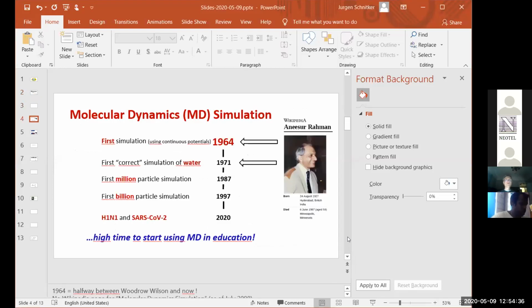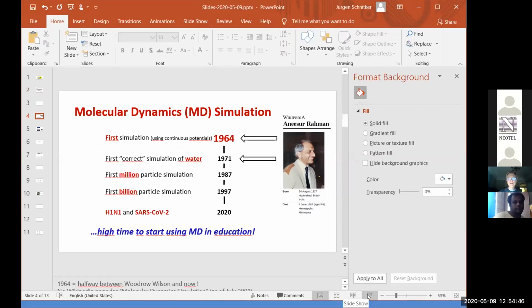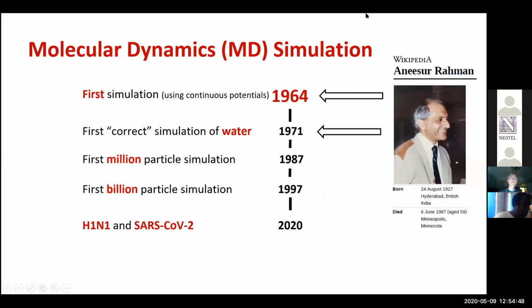So molecular dynamics simulations, which you've seen several examples of. I'd like to point out that this is a technique that is a lot older than people think. It all started in 1964 by Anis Rahman, who was born in Hyderabad, actually came back to India after getting his PhD in England, but eventually went to the US and died, unfortunately, at the young age of 59 from cancer.